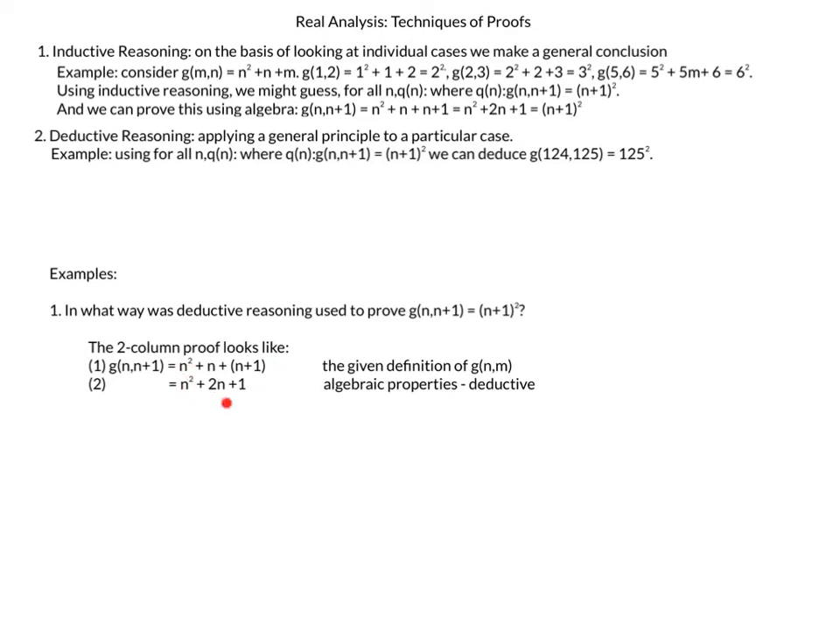And now we use algebraic properties. So we know these properties are true in general, and we're going to use it for our example in particular. So we're using deductive reasoning. Our next step is also algebraic, so it is deductive, and we have finished our proof.